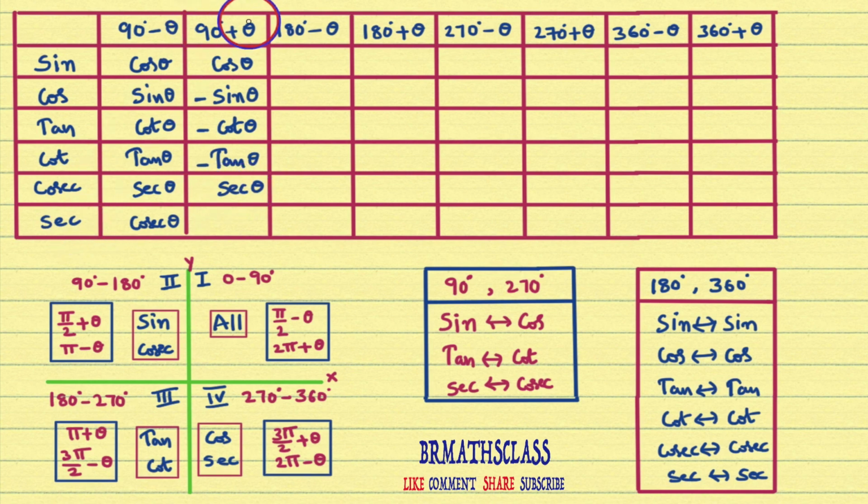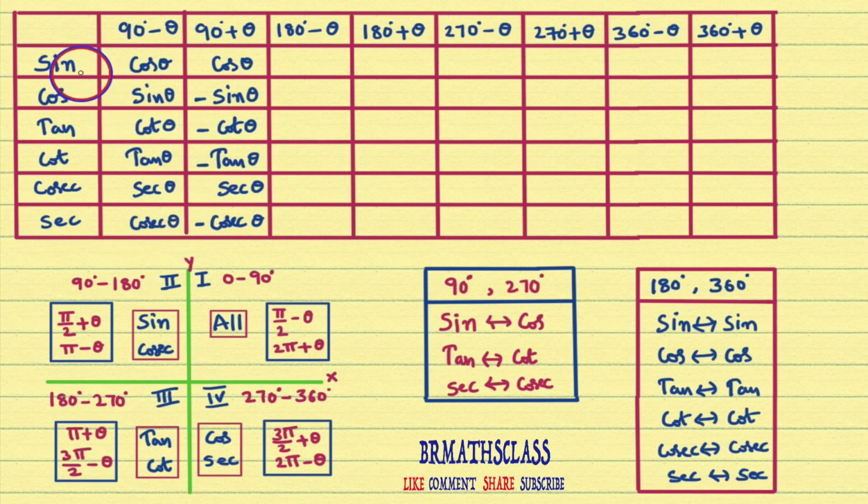Now secant(90 degrees + theta). Here 90 degrees is there, so the function changes immediately. Secant changes to cosecant theta. Pi by 2 plus theta, which quadrant? Second quadrant. In the second quadrant, is secant theta positive or negative? Negative. So secant(90 degrees + theta) is minus cosecant theta.